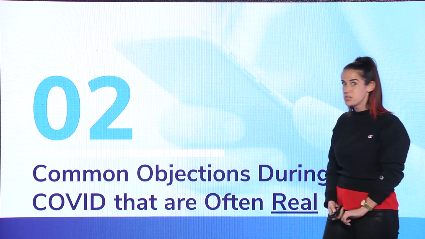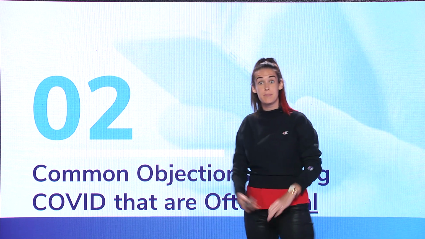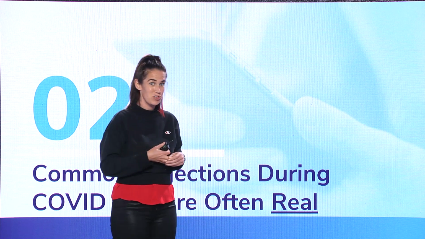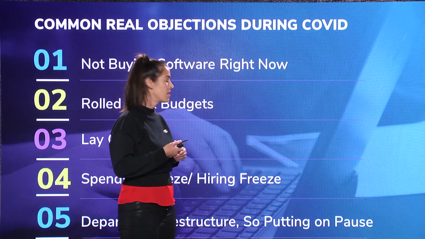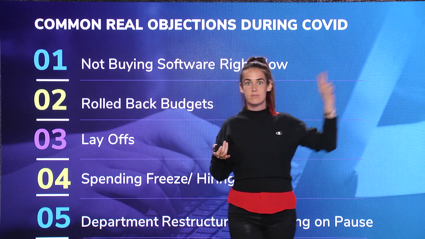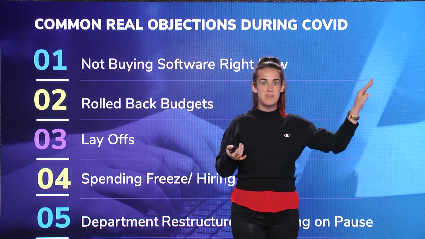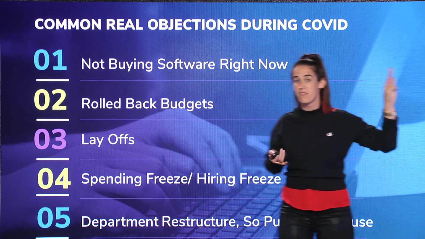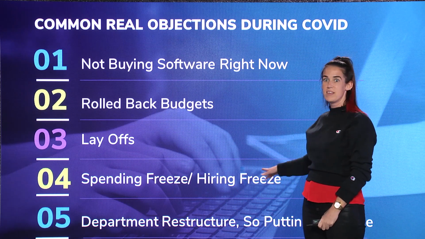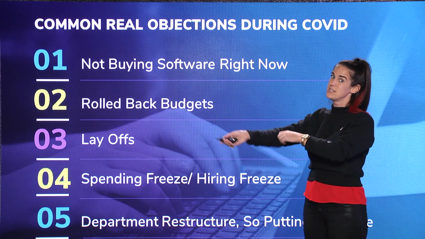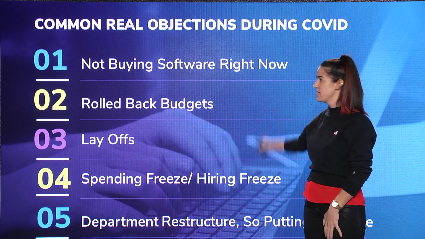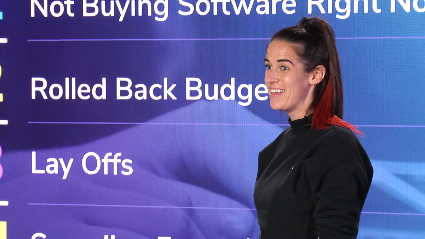Let's go into common objections that you can keep in your mind that typically are real during COVID, or that I've been hearing amongst the industry and amongst the teams that I've been working with. So here's a short list. Not buying software right now, rolled back budgets, layoffs, spending and hiring freeze, and department restructures. I have run into each one of these, whether they were mid-sales cycle or whether I was cold prospecting to them in general. But here's just kind of a quick list of give-me's of things that I am hearing in the industry.